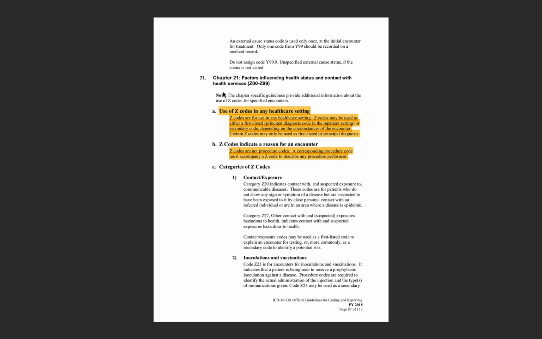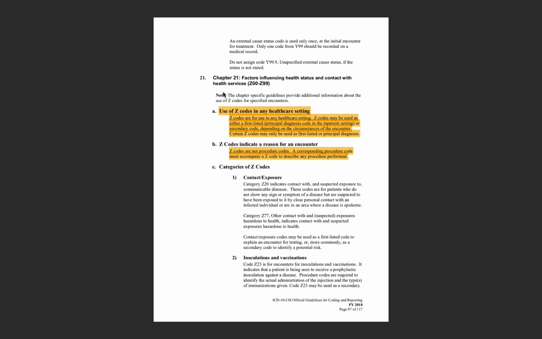Certain Z-codes may only be used as the first listed or principal diagnosis. If you look at these codes, there should be a symbol and a symbol guide at the bottom of your page when you see them. We'll look at that a little bit further later. Z-codes are not procedure codes or a diagnosis. A corresponding procedure code must accompany a Z-code.